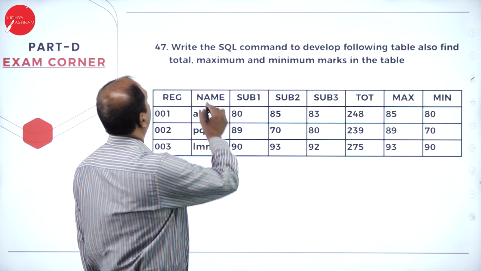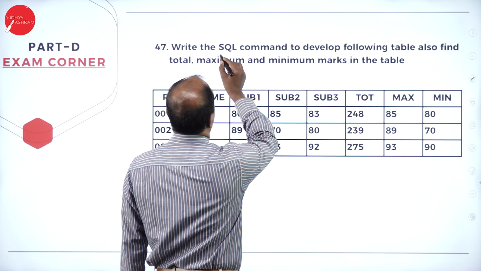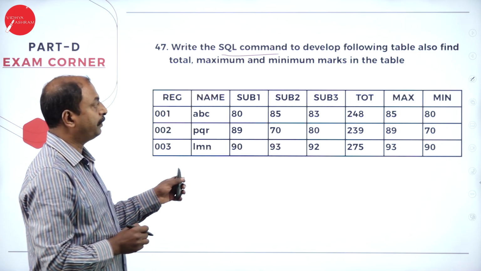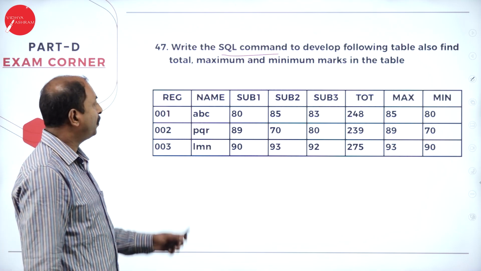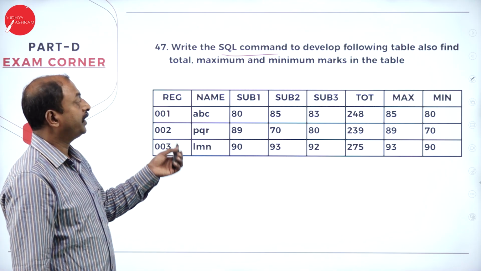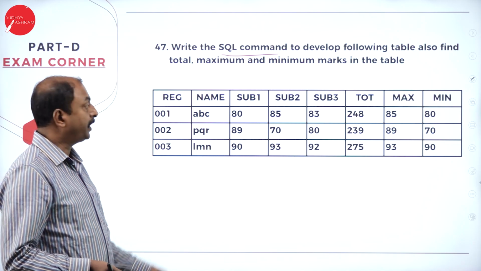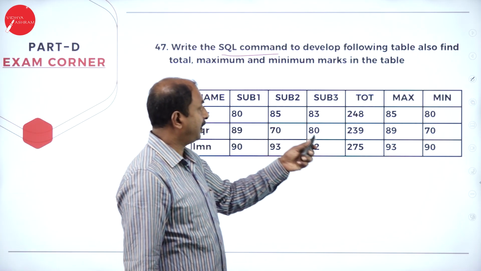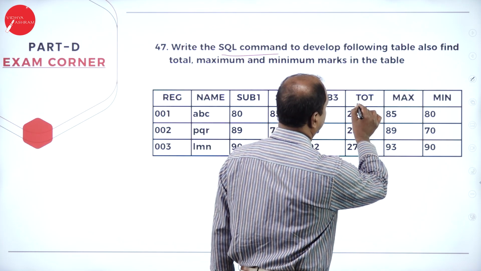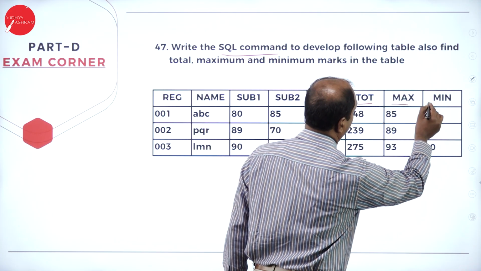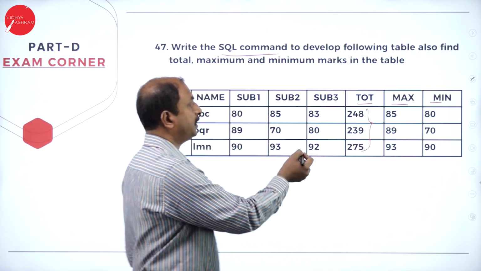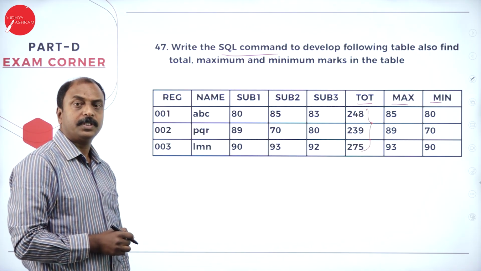Next one is the 47th question. Write SQL commands for the table given here. So this is the table given in the question. So we have to first write the SQL query for creation of a table. Then after creating, we have to insert values into the table. Then we have to add the columns total, maximum, minimum, and we have to find out the values of these in the table.